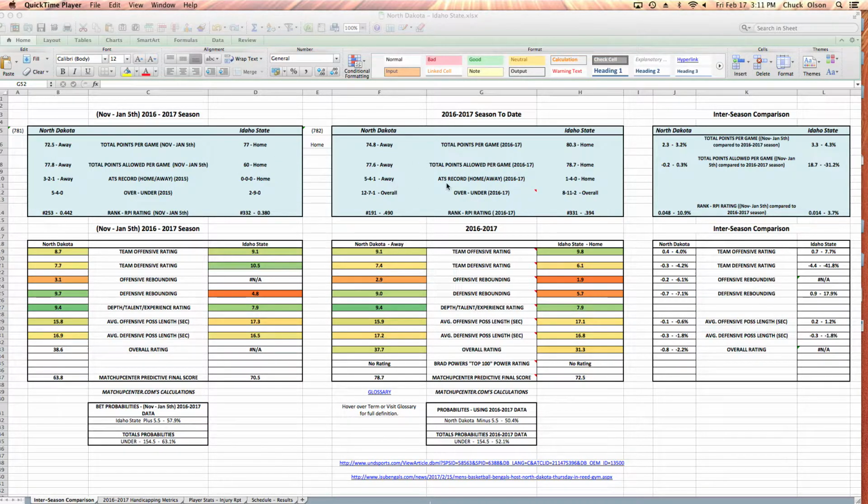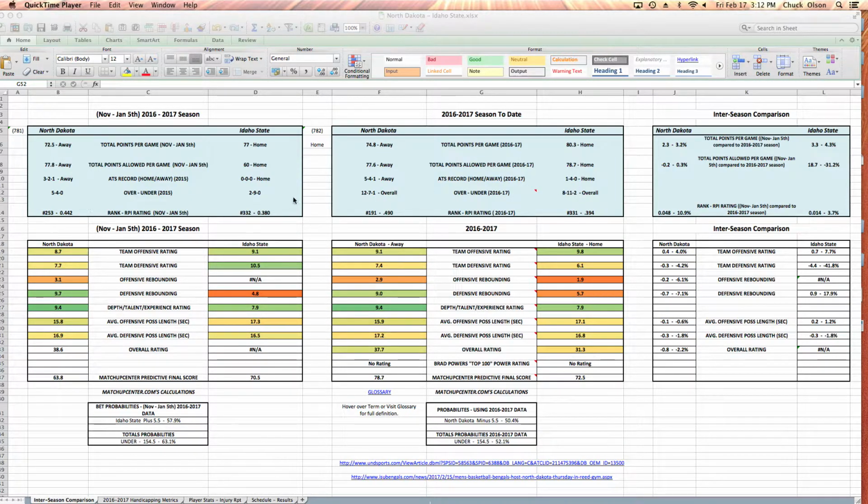Now, this is your against the spread record, home and away. North Dakota away is 5-4-1. They were 3-2-1, so with a quick bit of math, they've gone 2-2 since that time. Idaho State is 1-4-0 at home, and they were 0-0 at this point earlier in the season, so they've actually gone 1-4-0 during that stretch of time.